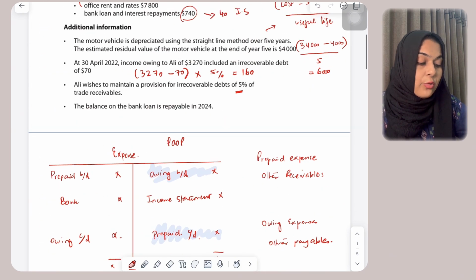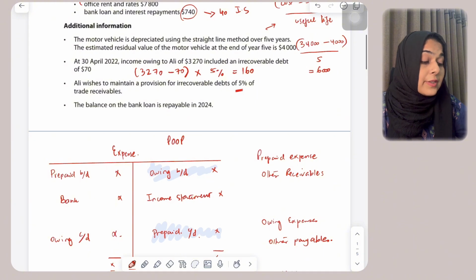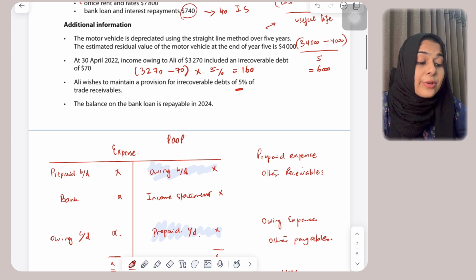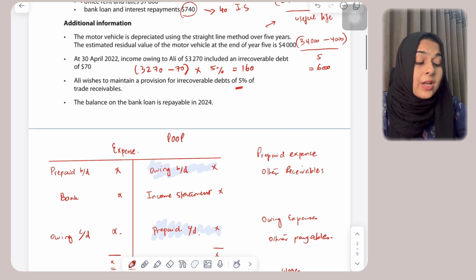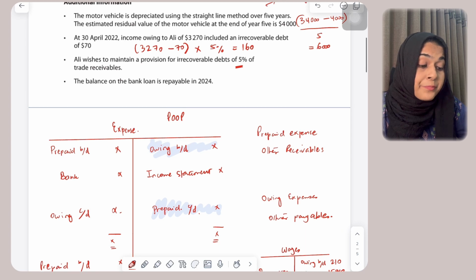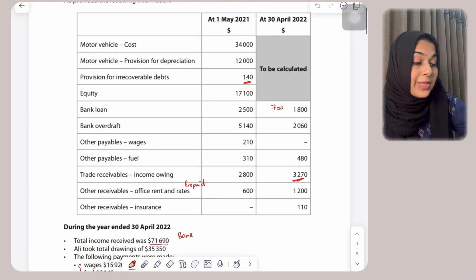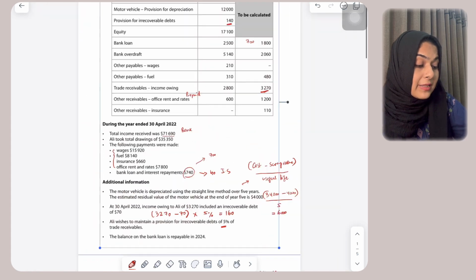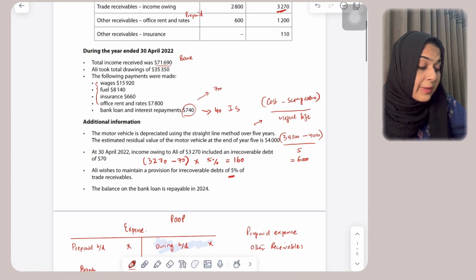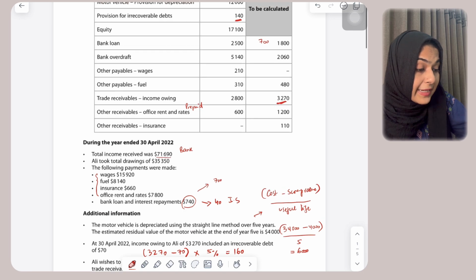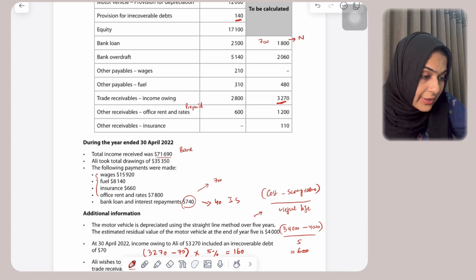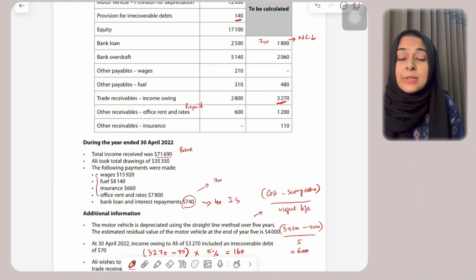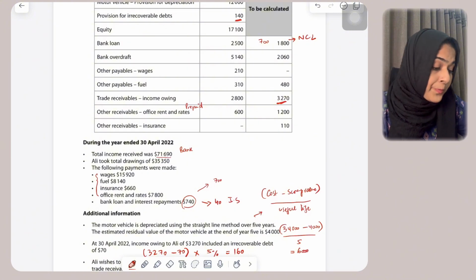So $20 will go in the expenses section of the income statement as an expense, which is provision for irrecoverable debts. Also, irrecoverable debts will be $70, which I will put as an expense in my income statement. Then they're saying the balance on the bank loan is repayable in 2024. We are making our statement of financial position at 30th April 2022, so the 1800 here is our non-current liability, which I will write in the non-current liabilities section.